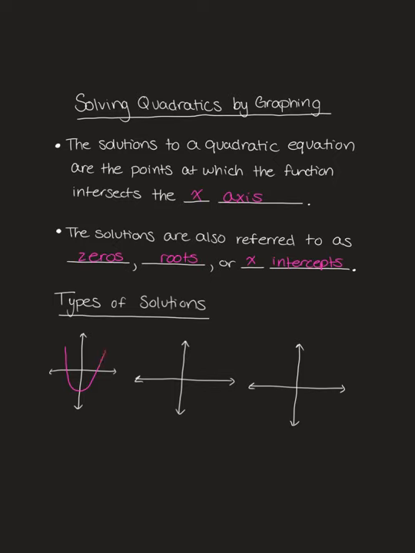The first one is if your parabola crosses the x-axis twice. Those points right there are your solutions, so you can have 2 solutions. You can have a parabola that just crosses the x-axis once. That is one solution. Or you can have a parabola that never crosses the x-axis. That is no solution.